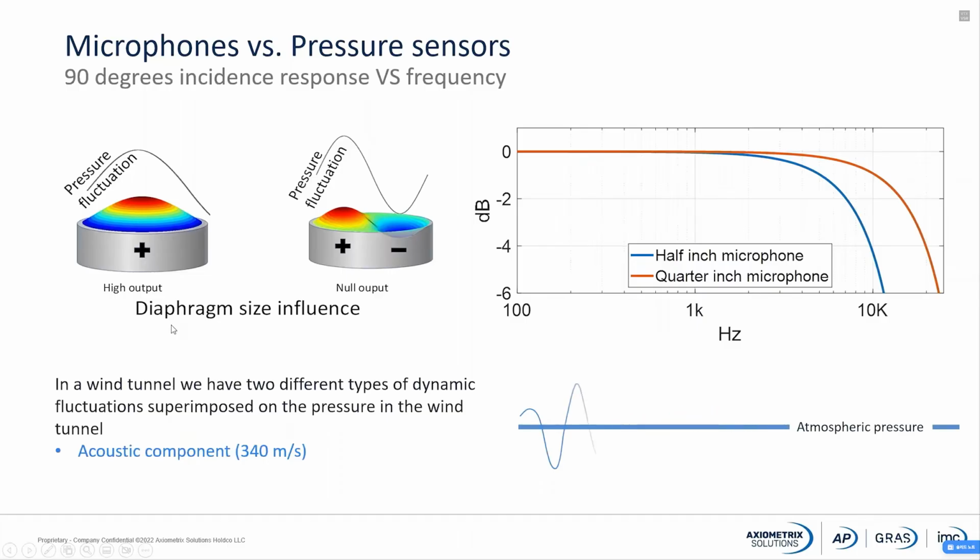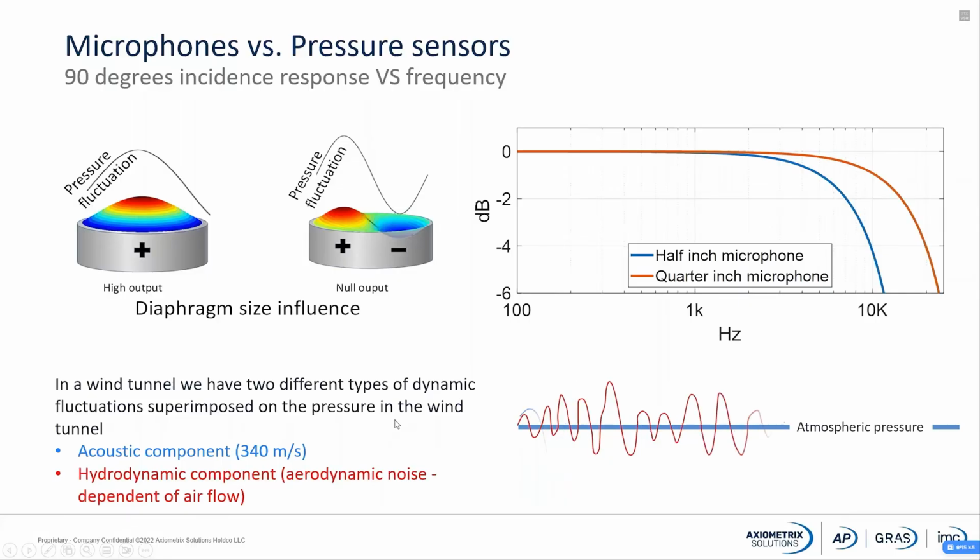In a wind tunnel, it's a little bit of a difficult task to do the measurement because you have an acoustic component. This acoustic component could be noise from the motor in the wind tunnel, or ambient noise from other sources, wherever it comes from. It is moving at 340 meters per second, which is the speed of sound. And then at the same time, on top of the atmospheric pressure, you have another component, and that is the hydrodynamic component. This is actually the fluctuation.